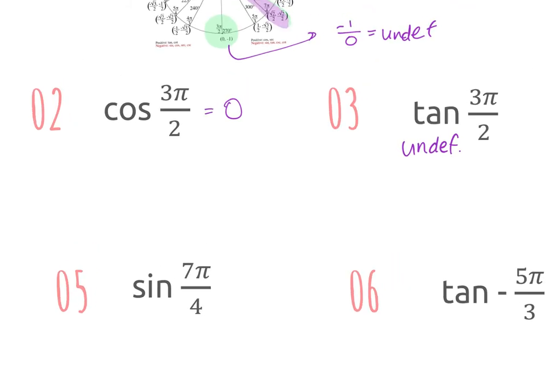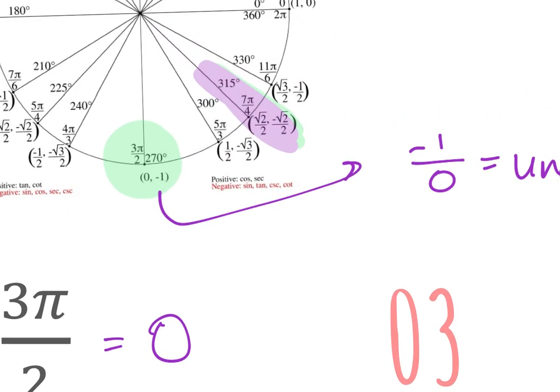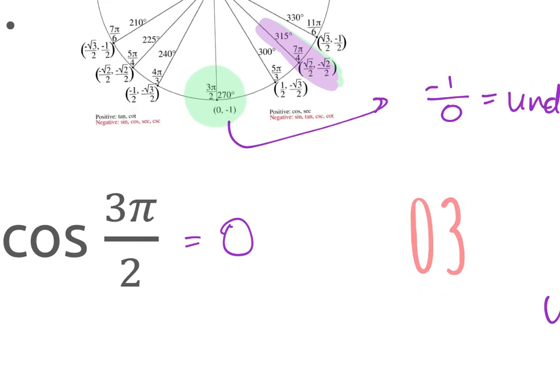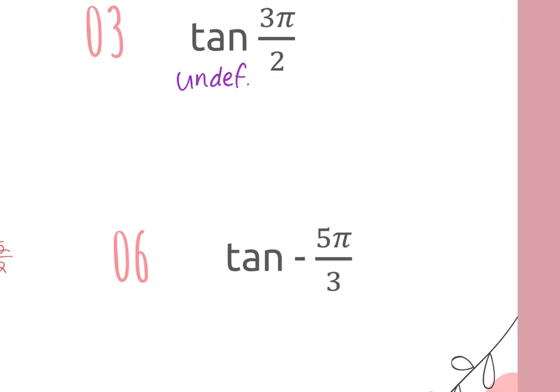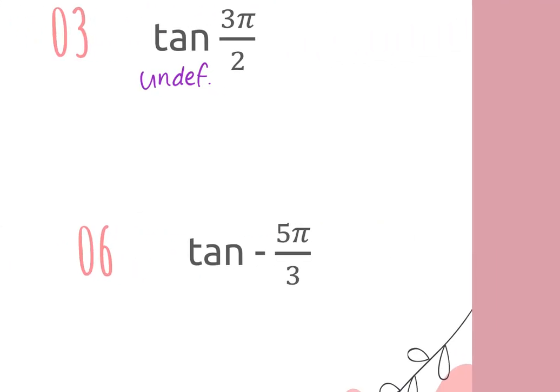Sine 7 pi over 4, same angle, but this time I want the y, which is negative root 2 over 2. Tangent -5 pi over 3. How do I find -5 pi over 3? I go the opposite direction, or what's the other trick with negatives?